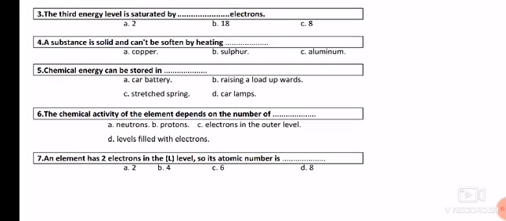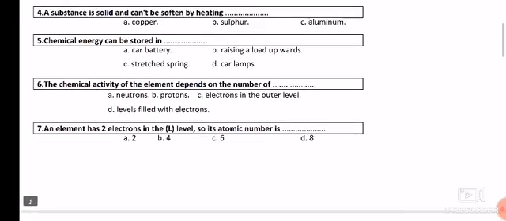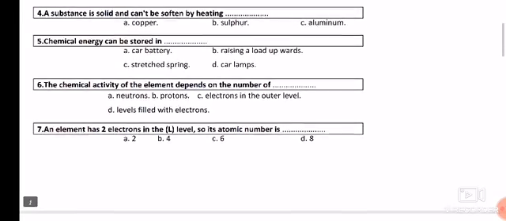Number 3. The third energy level is saturated by... We know that the first energy level is saturated by 2 electrons, the second energy level is saturated by 8 electrons, and the third is saturated by 18 electrons. So the answer is 18.